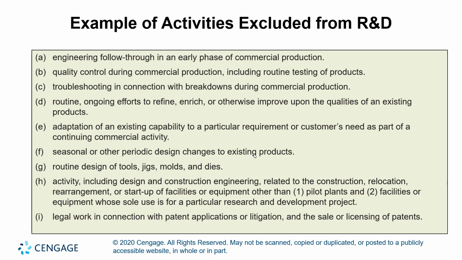Examples of things that are excluded: engineering follow-through in an early phase, quality control during commercial production, including routine testing, troubleshooting in connection with breakdowns during commercial production, routine ongoing efforts to refine, enrich, or improve upon the qualities of an existing product, adaptation of an existing capability to a particular requirement or customer's needs, seasonal or other periodic changes to existing designs, routine design of tools, jigs, and dies, activity including design and construction related to relocation, rearrangement, or startup of facilities or equipment, pilot plants or facilities or other equipment whose sole use is in a particular research project, or legal work in connection with patents or litigation or the sale or licensing of patents.